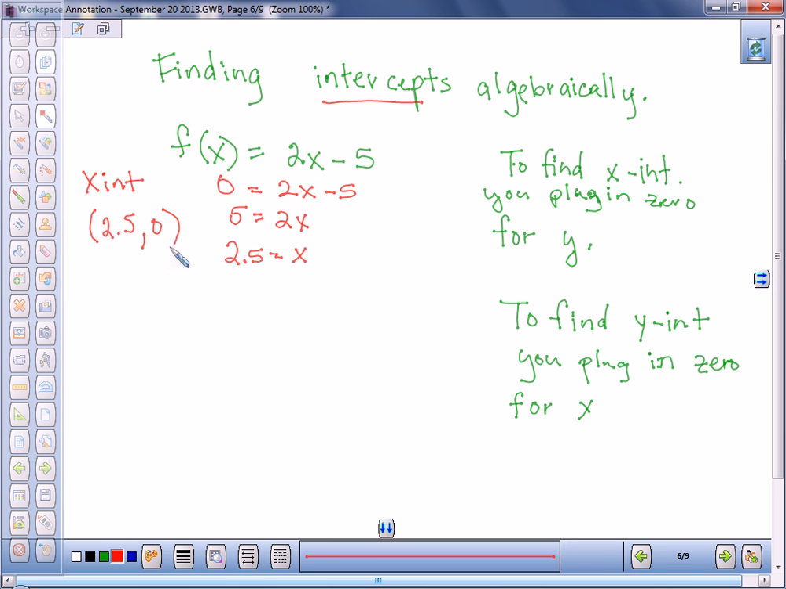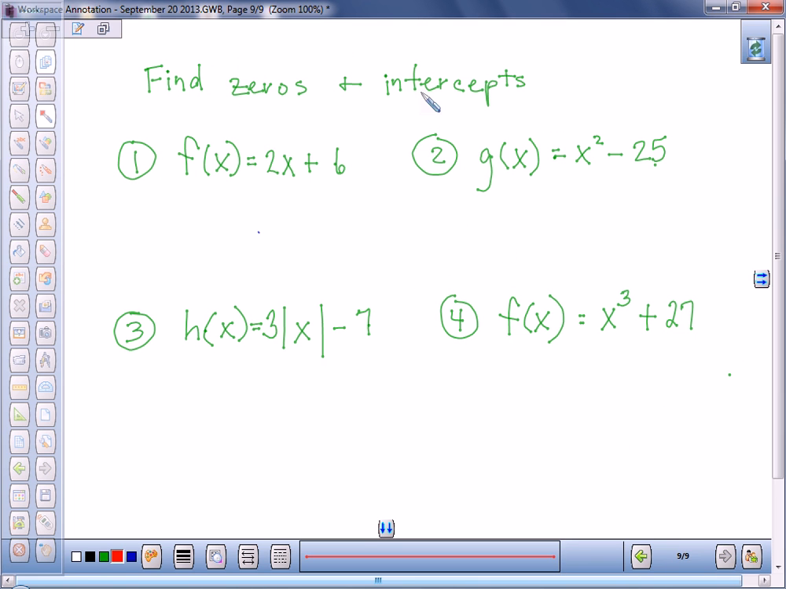All right, y-intercepts. What did we do? We plugged in 0 for x. But because that's slope-intercept form, you can just read it off. Because it's already in slope-intercept form, we know the y-intercept is negative 5 because it's in y equals mx plus b form. So on this one, the y-intercept is the point 0, negative 5. Any questions about how to algebraically find intercepts? Good. Then I'm going to mix it up a little bit. Let's try these. I want you to find the zeros and intercepts of these functions.